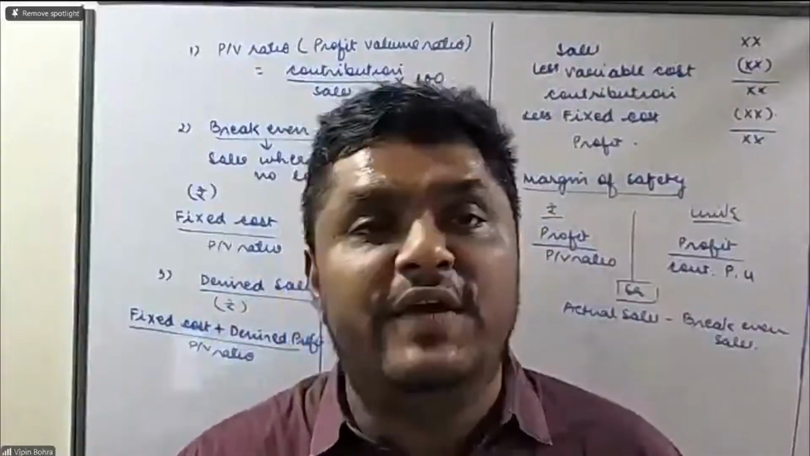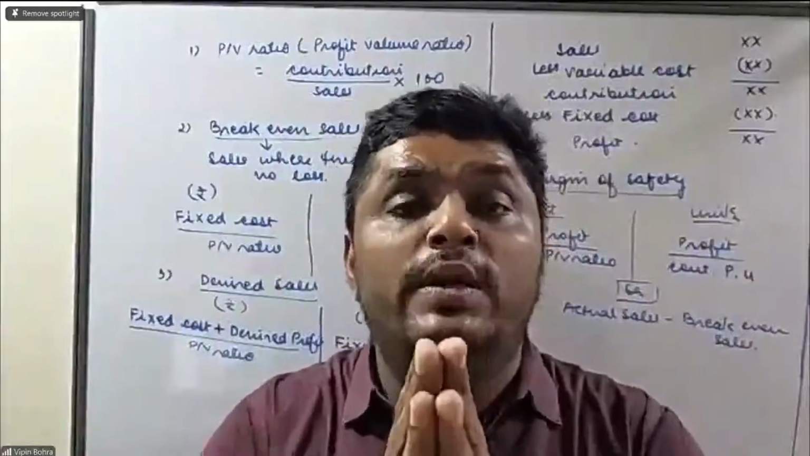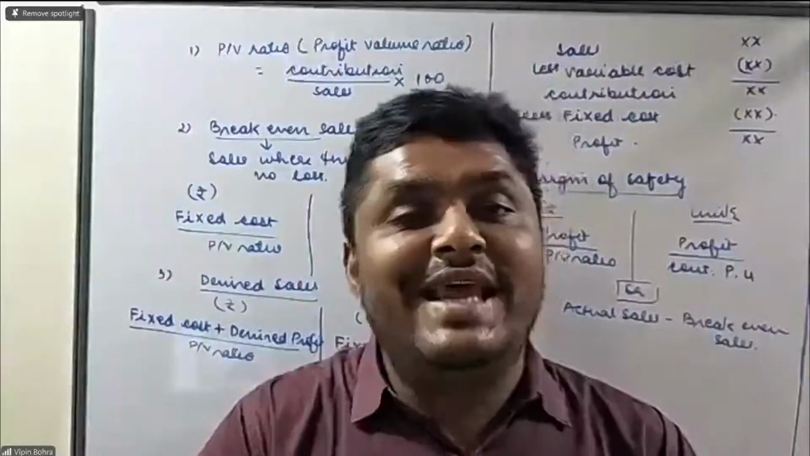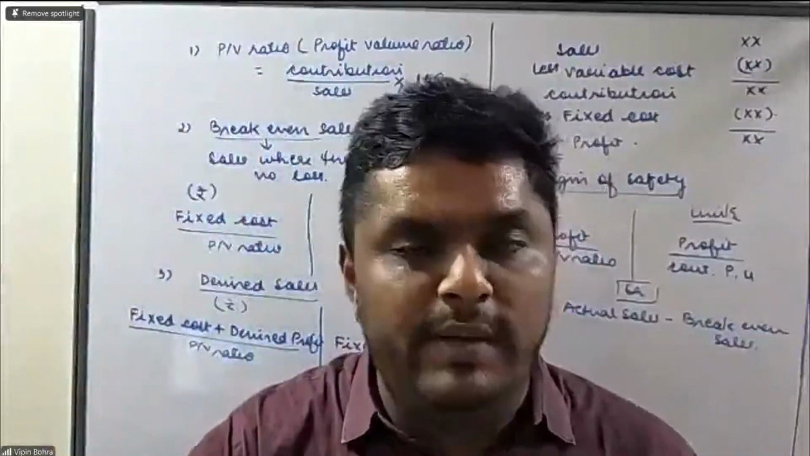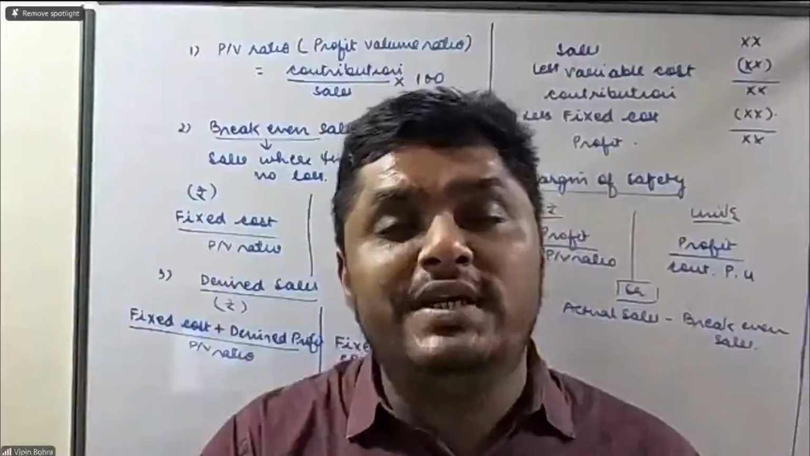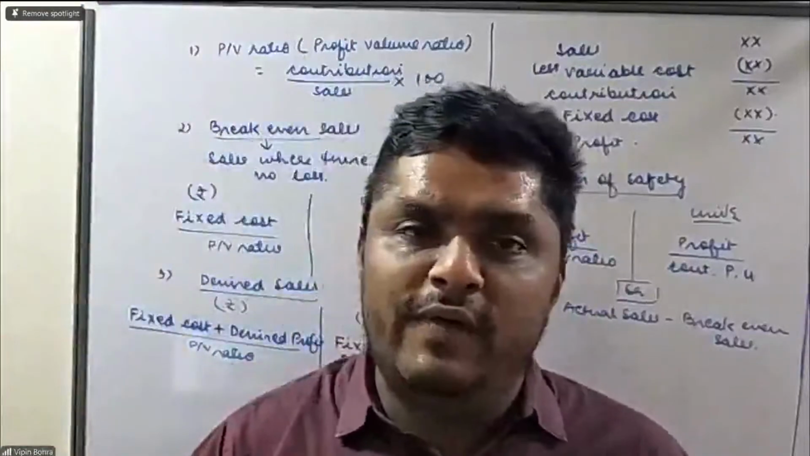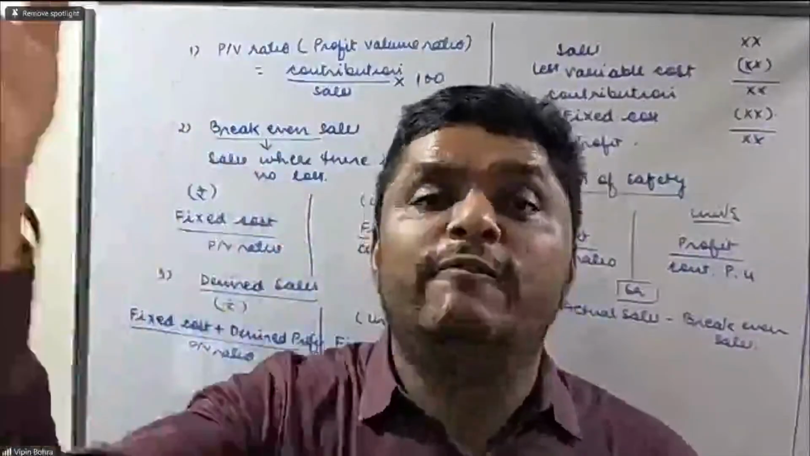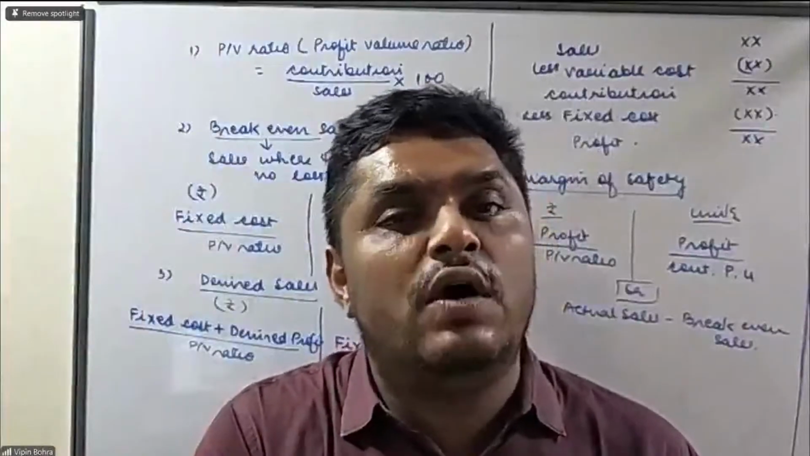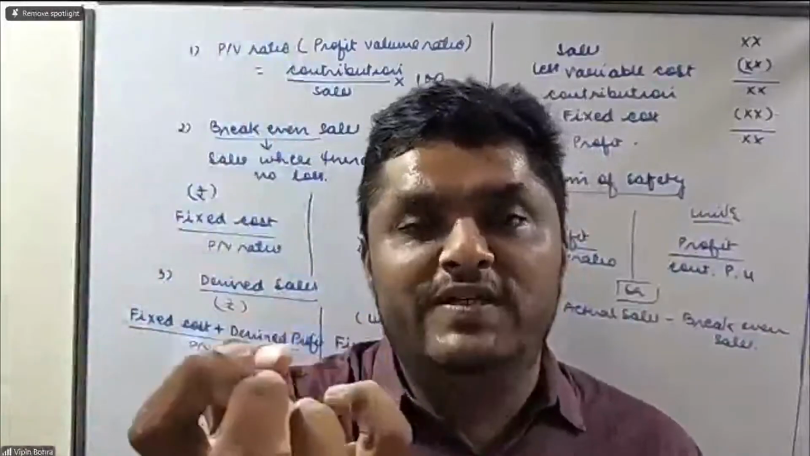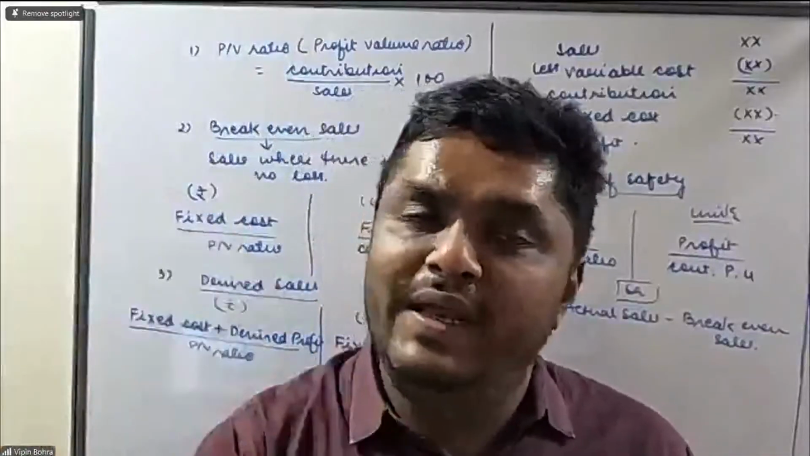Alternate formula for margin of safety, that is profit divided by PV ratio. So see, contribution is divided in two parts. Just like sales is divided in two parts, the first part is variable cost, second part is contribution. Similarly, contribution is divided into two parts, that is contribution towards fixed cost and contribution towards profit. Now, once we have enough contribution that we are able to recover our fixed cost, then we will achieve break-even sales. So fixed cost is only a part of contribution. So fixed cost divided by PV ratio, we will get break-even sales.